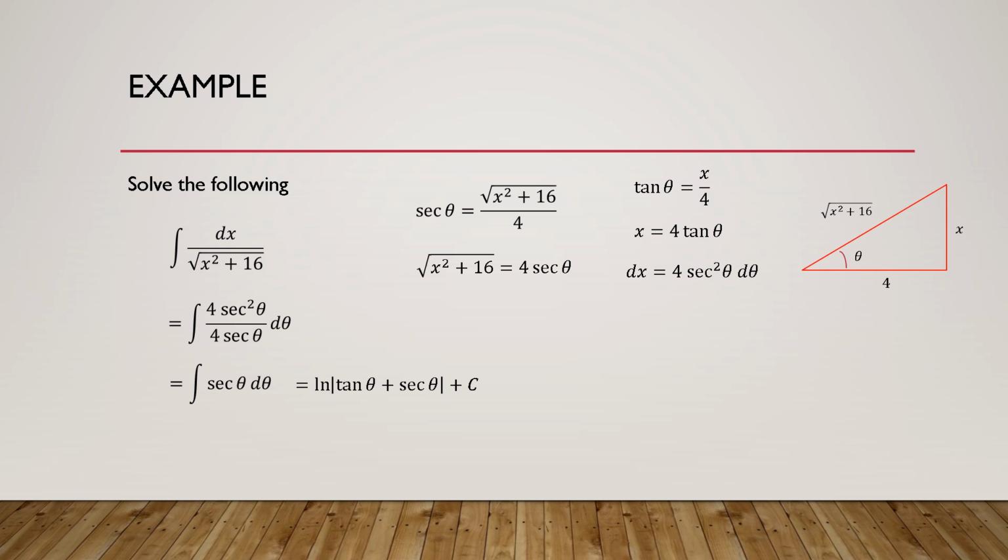Referring back to our triangle, we substitute tangent theta for x over 4 and secant theta for the square root of x squared plus 16 over 4. When we simplify, we get our final answer, the natural log of the absolute value of x plus the square root of x squared plus 16 over 4 plus c.